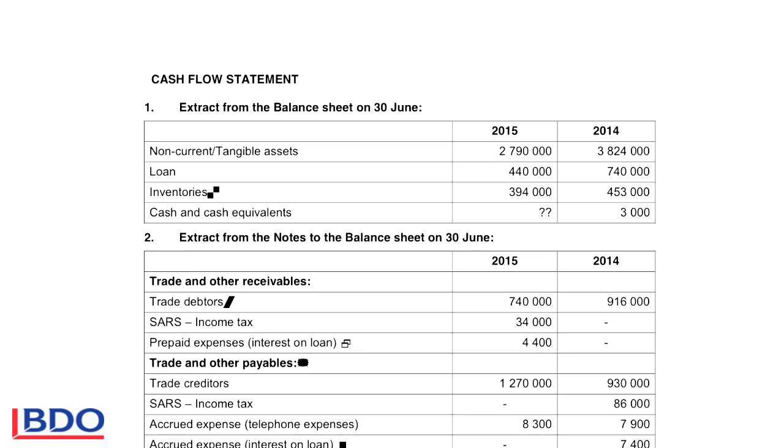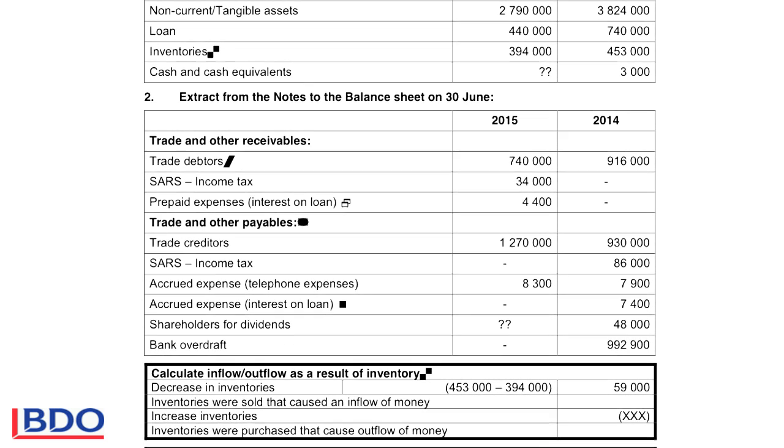Now, if we look at this information, the inventories is given in the balance sheet, so it means there was no note for inventory. When we look at the balance sheet, there is an entry for trade and other receivables, and there's an entry for trade and other payables. If we look at the trade and other receivables, you will see that there's trade debtors, then SARS income tax and prepaid expenses for interest.